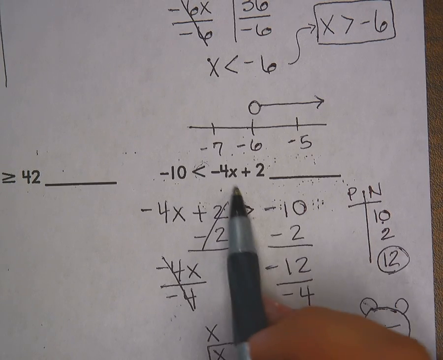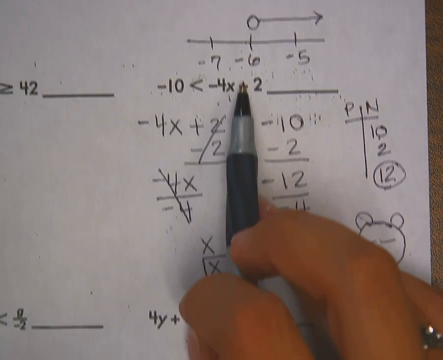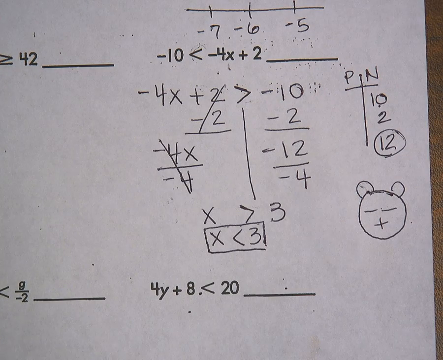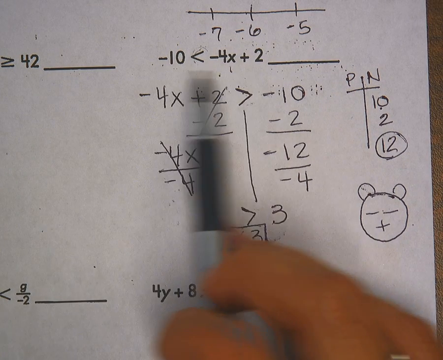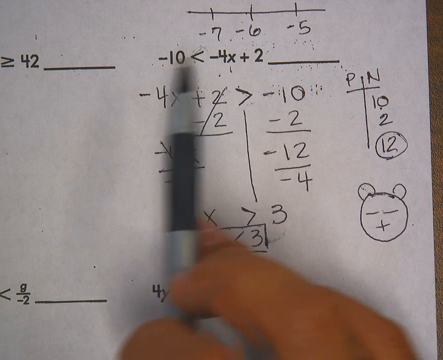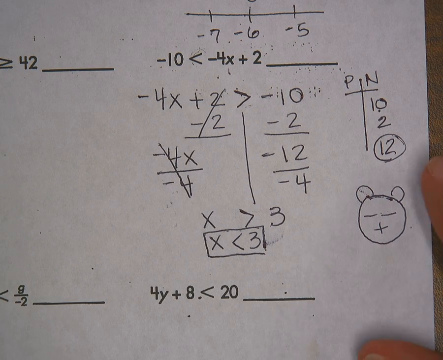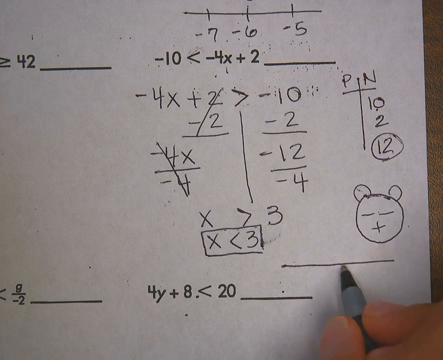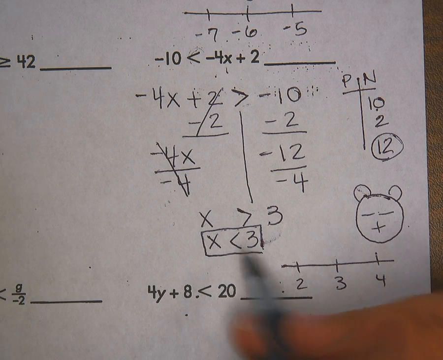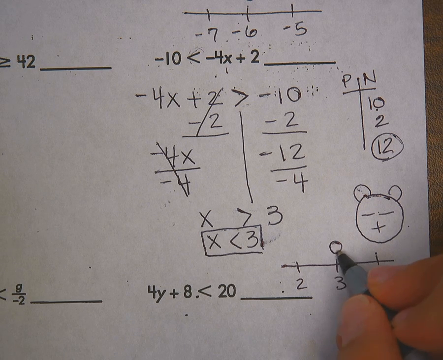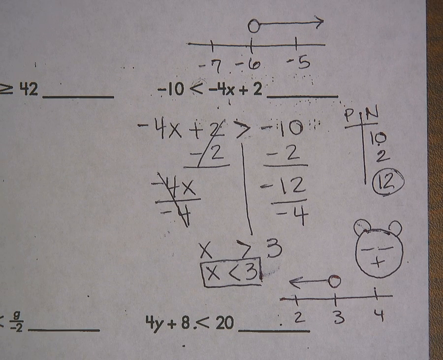Now for those of you that are solving this as it's written, at the very end, you would have to flip this inequality symbol multiple times. So I would suggest go ahead and change it so that your variable is on the left side, just like I did, before you even start to solve. To graph this one, 3, this is not a closed circle, it's open, and the arrow moves to the left. Okay, just be very careful.